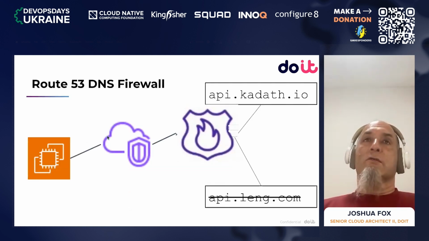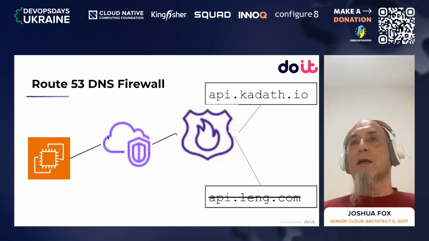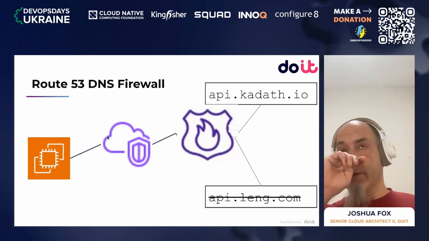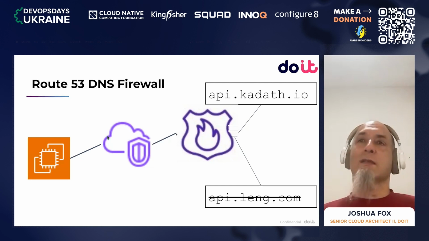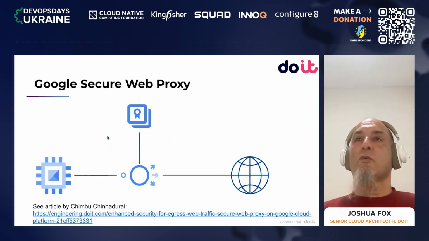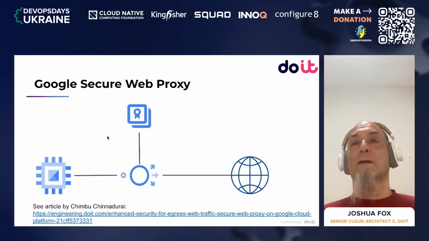You could alternatively use the Route 53 DNS firewall on Amazon. That's not quite what you want, because it just says which IP addresses you can look up for a given domain, which domains allow that, and it doesn't say how egress is permitted or denied.